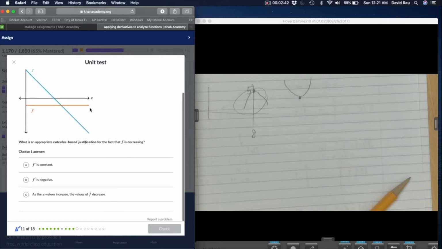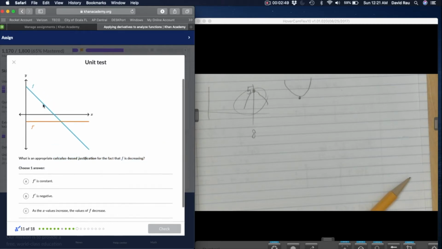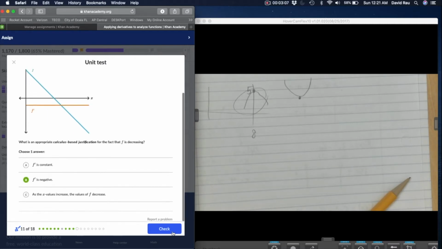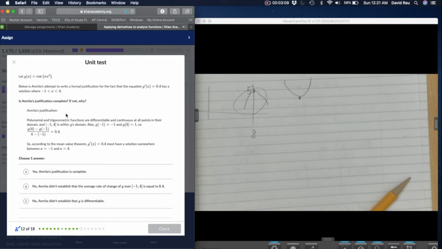All right, up next, we have to do some calculus-based justifications for the fact that f is decreasing, and the reason f is decreasing based on this chart here is because f prime is negative. Remember, calculus means read derivatives, talk about derivatives, because all of calculus really comes down to derivatives and integrals. So if your derivative is negative, then your function is decreasing.